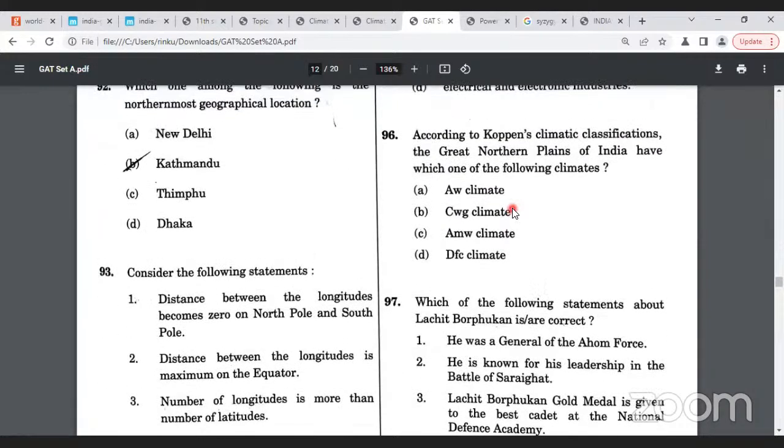According to Köppen's climatic classifications, the Great Northern Plains of India have which one of the following climates? CWG. This G here stands for Ganga in the Köppen classification. So it is a subtropical climate, hence C. It is dry winters, hence the small w. And G stands for Ganga. So the Great Northern Plains of India have a CWG type of climate.